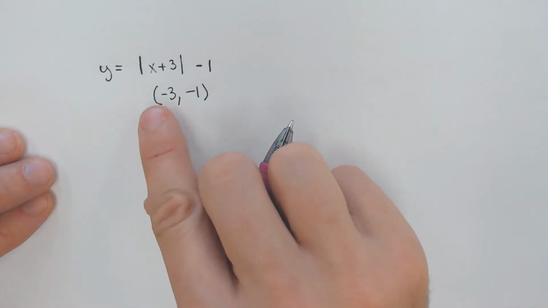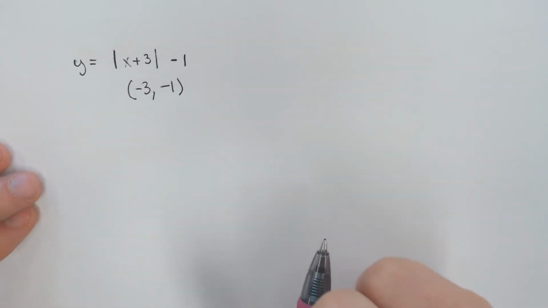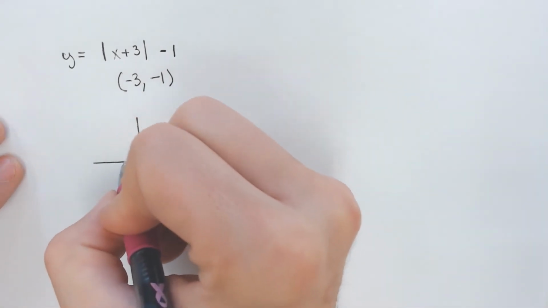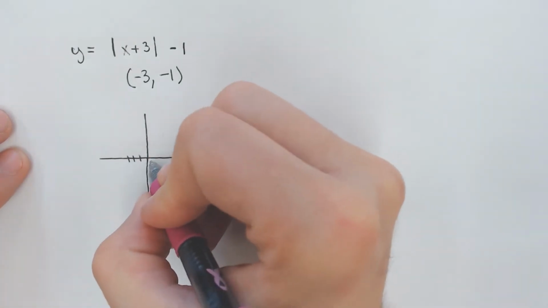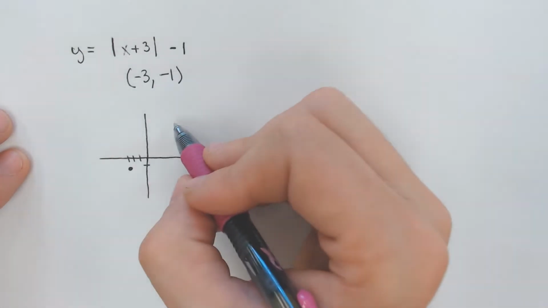So we are going to plot the point negative 3, negative 1, and then we just have to know what is the basic shape of an absolute value. So the basic shape of an absolute value is a V. We're going to go to the left by 3 and down by 1 because that's our vertex. And we are going to make a V.